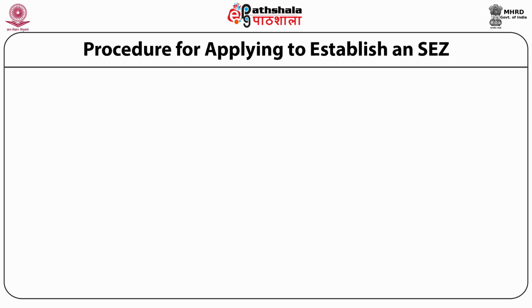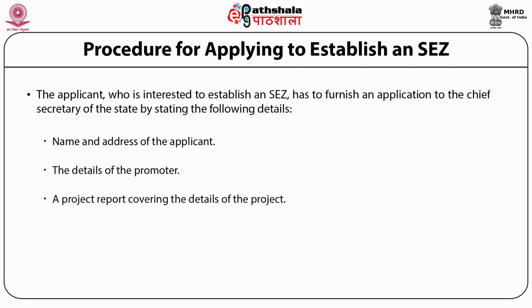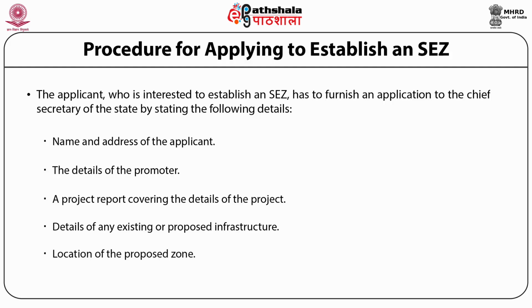Let us discuss the procedure for applying to establish an SEZ. The applicant who is interested in establishing an SEZ has to furnish an application to the Chief Secretary of the state stating the following details. The first is the name and address of the applicant. The second, the details of the promoter. The third, a project report covering the details of the project. The fourth, details of any existing or proposed infrastructure. The fifth, the location of the proposed zone. The sixth, the distance of the zone from the nearest seaport, airport, railroad, etc.